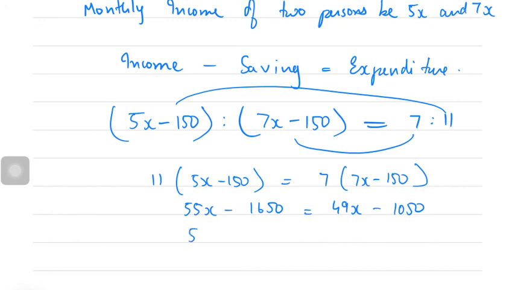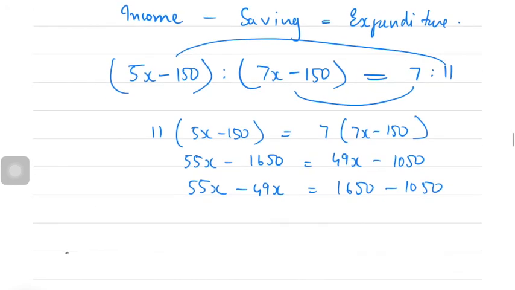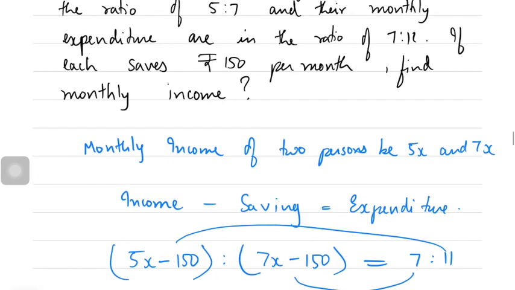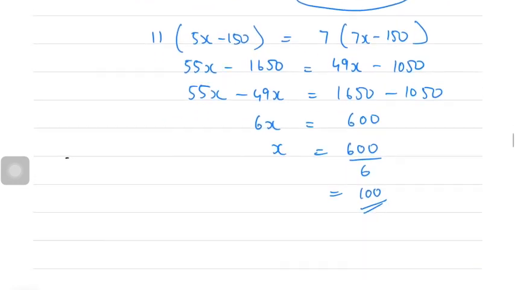X terms on one side and number terms on the other side. Okay. So 55x minus 49x is equal to 1650 minus 1050. So 6x is equal to 600. So x is equal to 600 upon 6, which is 100. Okay. So the value of x is 100.